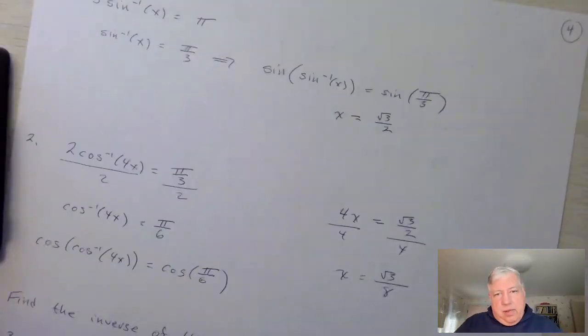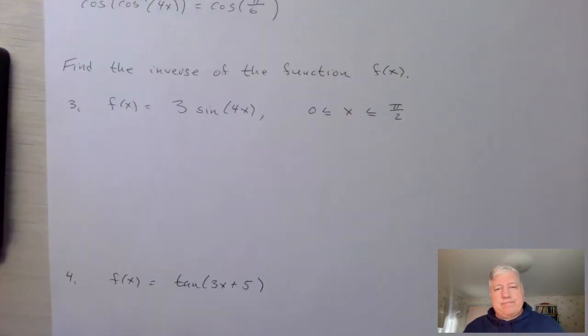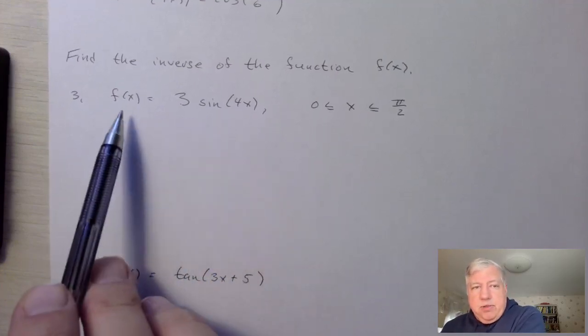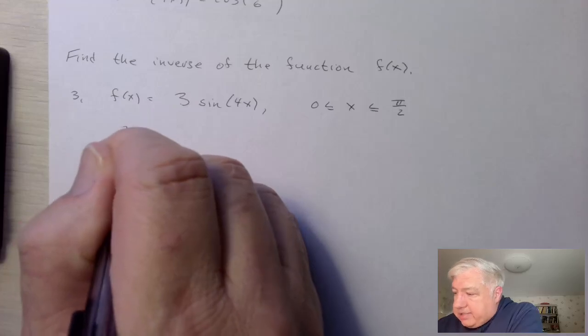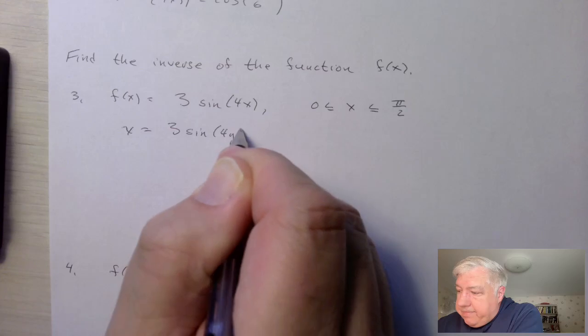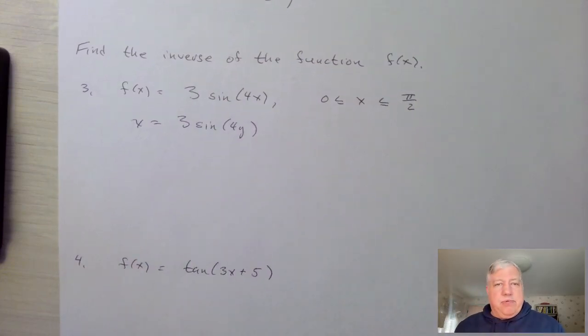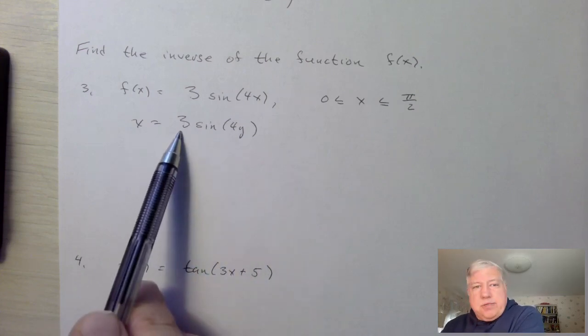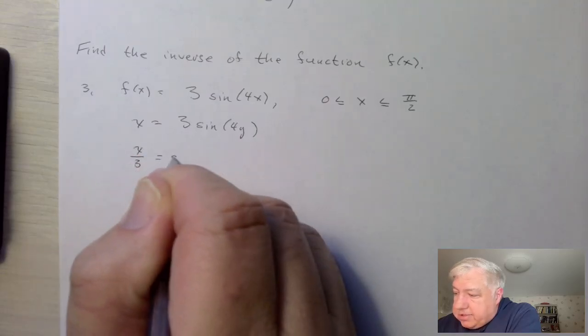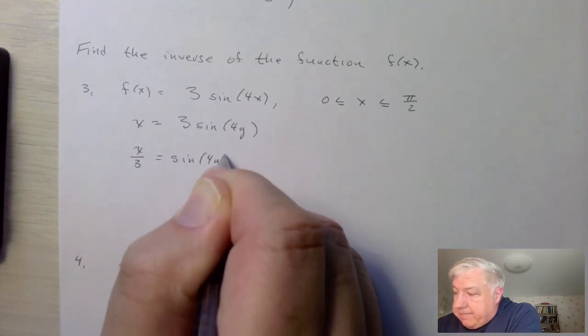If you will allow me to pause the video for a moment. Okay, sorry about that. Let's say we wanted to do this for a function like this. Here's our f of x. We'll write x equals f of y, so that will be 3 times the sine of 4y. Then we try to isolate the y. One thing we can do first is get rid of this 3. We divide both sides by 3, and we get x divided by 3 equals the sine of 4y.